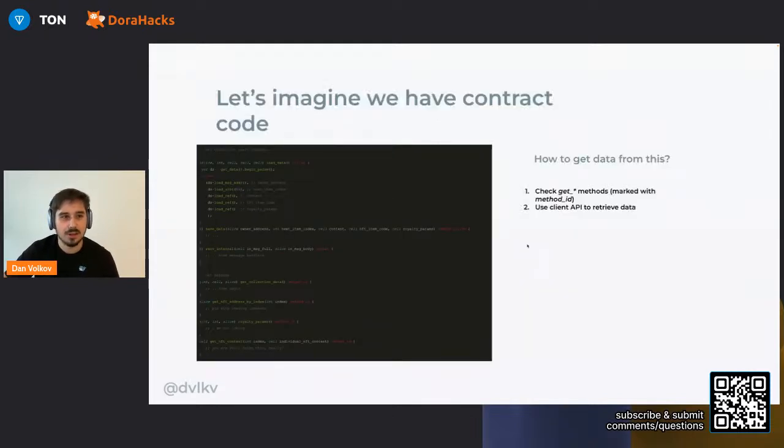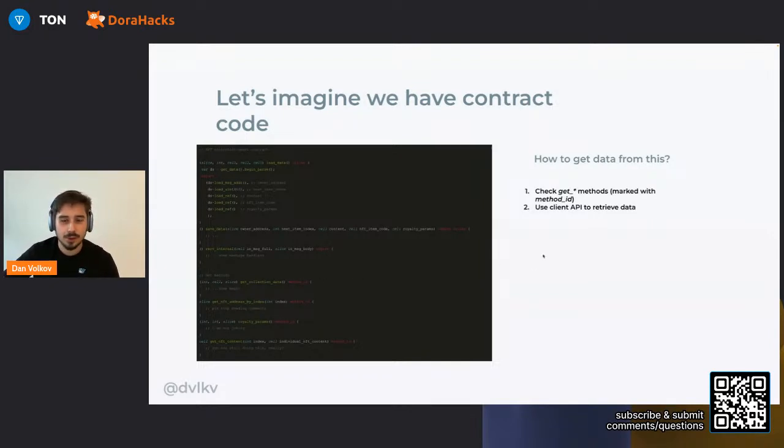Let's start. Let's imagine we have a contract code. It is taken from the public token contract repository. It is an NFT collection. Okay, so what do we have? We have data and data structure. We have get methods: get collection data, get NFT address by index, get NFT content, and so on. And we want to retrieve some data from it.